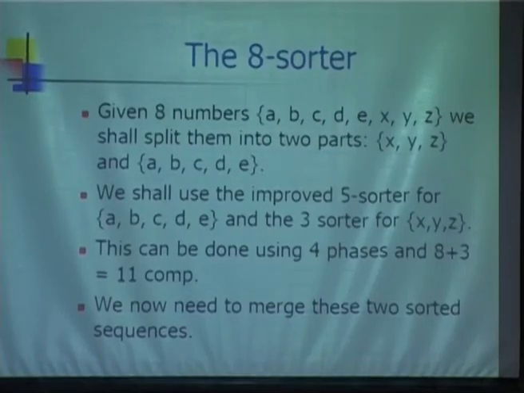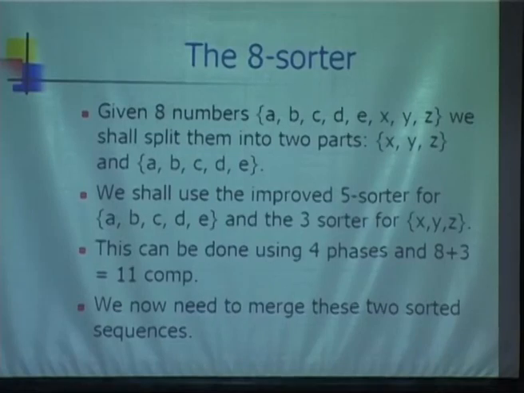Now, I have one question. Why are you making 5 and 3? Why not 5 and 5? Next, it will become easier for us that way. Okay, I will come to that point later on. So 8 plus 3 comparators for the previous phase, and for now there will be 7 comparators.